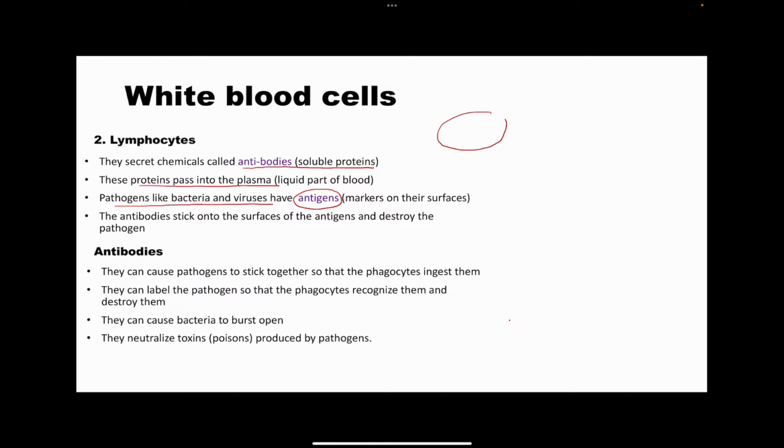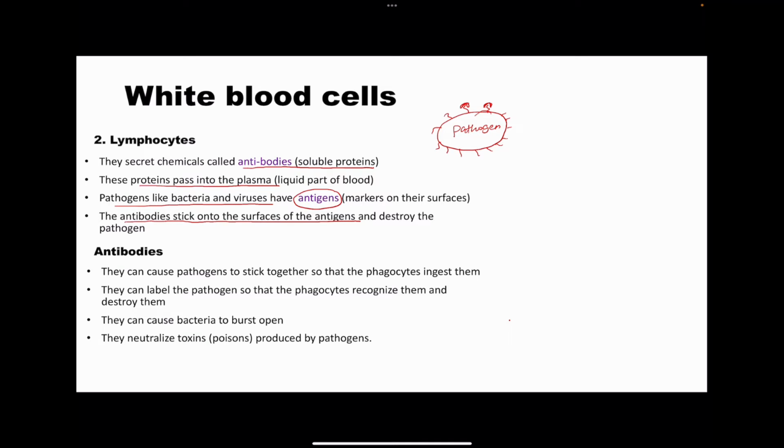If this one here is a pathogen, pathogens do have molecules on their surfaces. Those molecules, we call them the antigens. And on top of the antigen, that's where the antibody will bind. So antibodies are complementary to the antigen found on the surface of the pathogen. These antibodies stick onto the surfaces of the antigens and cause the destruction of those antigens in various ways. We will look at the ways.